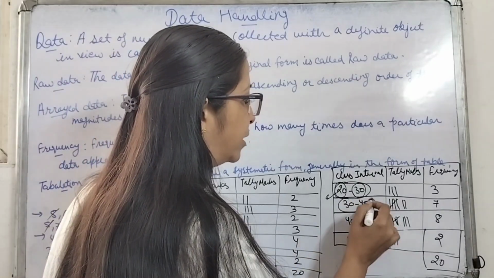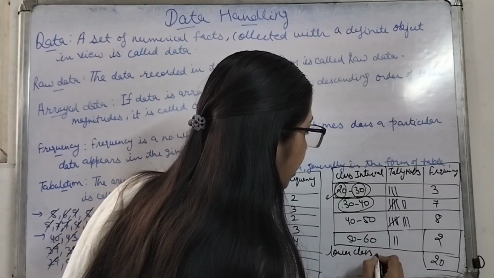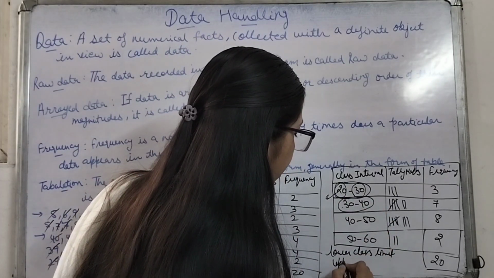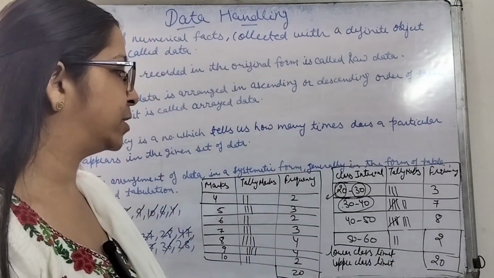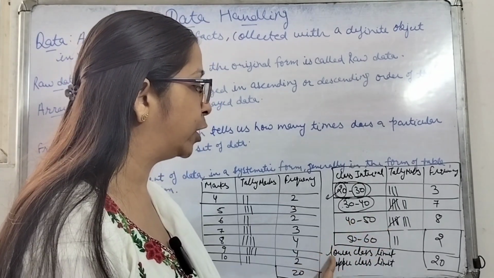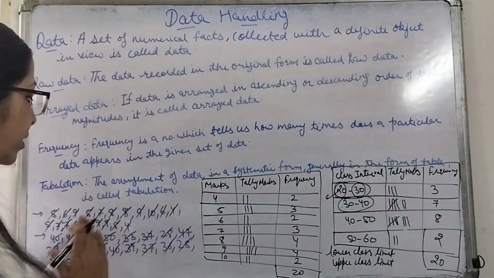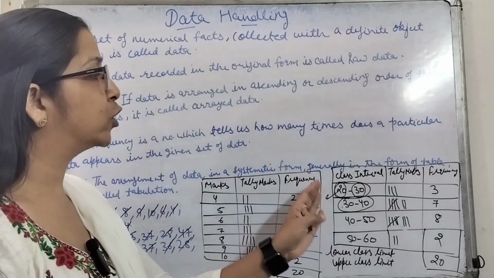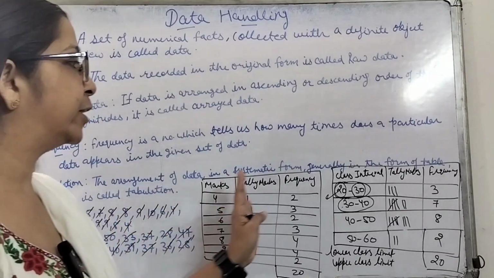Similarly, for the class interval 30 to 40, 30 will be your lower class limit and 40 will be your upper class limit. For the class interval 40 to 50, 40 will be your lower class limit and 50 will be your upper class limit. So this is how we have arranged this in your grouping. This type of table is known as your grouped frequency distribution table. This is how we can represent the given data in tabular form.